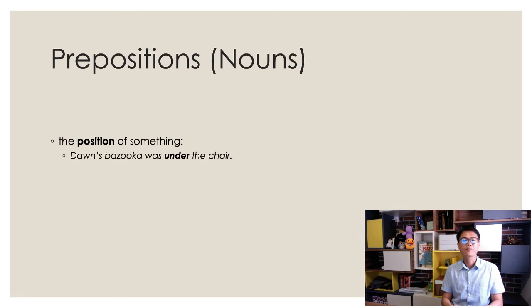So a position of something is a preposition, right? So prepositions tell you the position of something. In this case, the position of the bazooka. Whose bazooka is it? Don's bazooka. Remember apostrophe S? Belonging, right? So Don's bazooka was under the chair, on the bed, by the door, against the window, between the chairs. These are all examples of positions, okay?